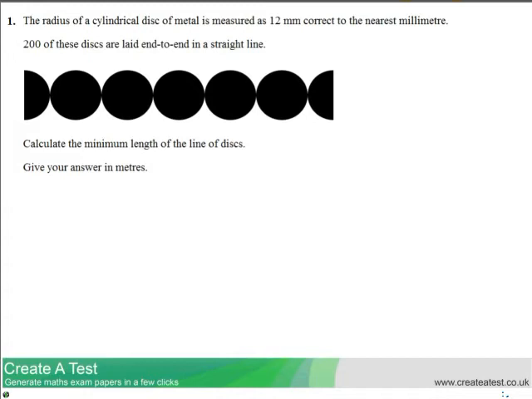Today we're going to be looking at a question that involves finding the minimum and maximum after a number has been rounded, or previous to a number being rounded, that it could possibly have been. So the question is set up on this one that we are finding a minimum length.